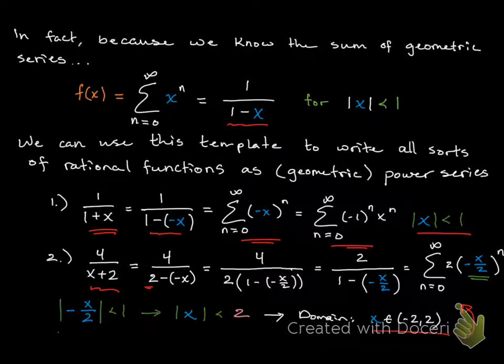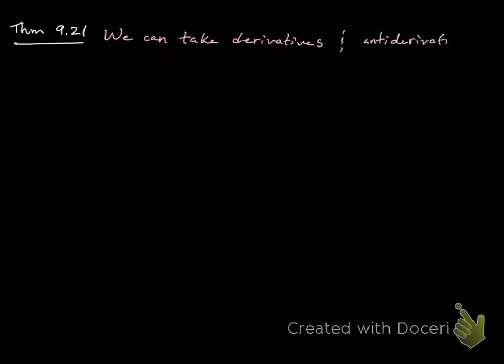Okay? Now, some of the cool part about this, and what I still want to be able to do here, is apply some calculus concepts, right? I want to be able to write functions as power series, and then also to be able to take derivatives and antiderivatives. And of course, there's a theorem for that. What we have is theorem 9.21. We can take derivatives and antiderivatives of power series. And this is how we do it.